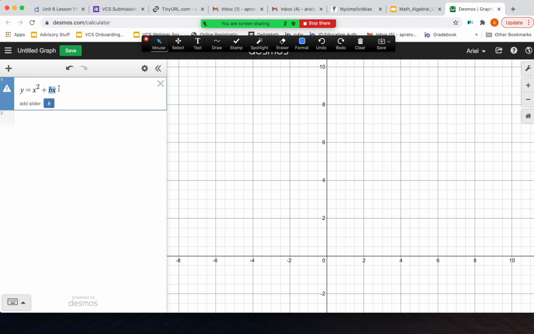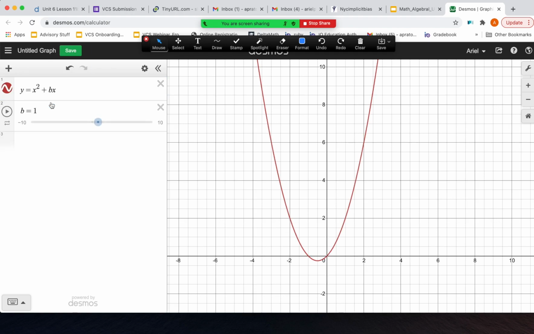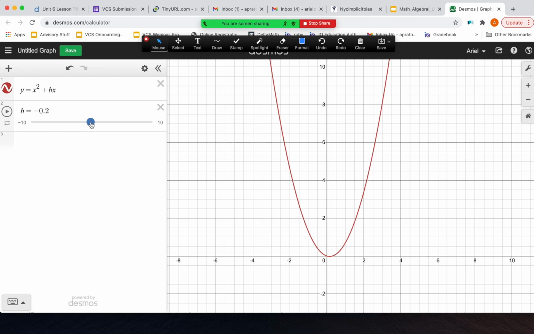Think to yourself, why is that called the linear term? Right? That's kind of something to keep in mind, why we're calling that the linear term. And it's because if we just graphed y equals bx, right, that's a linear function. This is a linear function right here. Adding x squared to it now is turning this into a quadratic function. So I'm going to add a slider for b. And this is going to help us see what happens when we change that linear term, what happens to the x-intercept and the y-intercept. So here's the original one. When b was 0, we just had x squared.